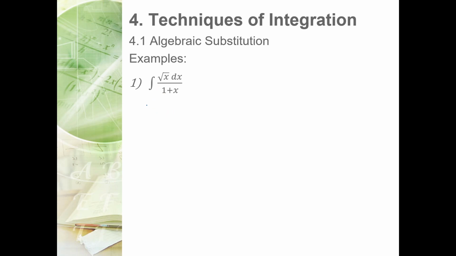Okay, so in algebraic substitution, we're going to represent your variable. So instead of letter u, we're going to represent it with the z variable.